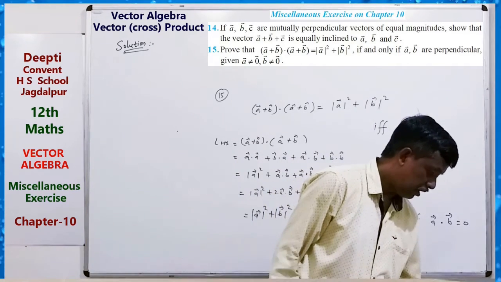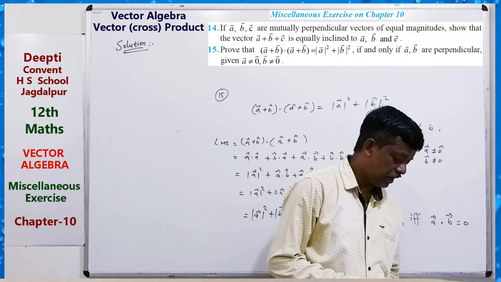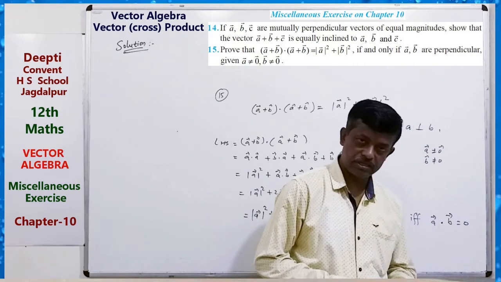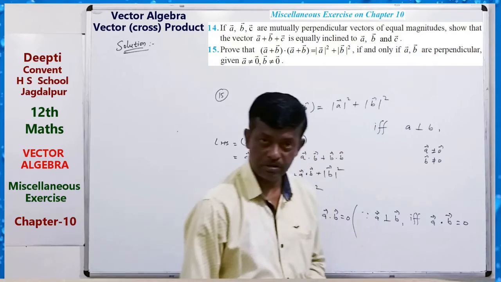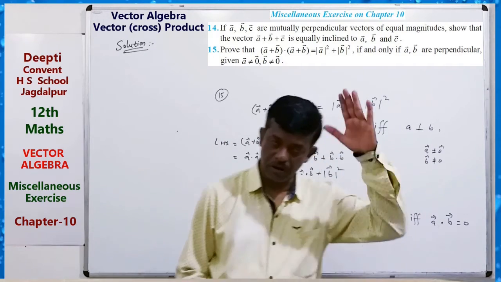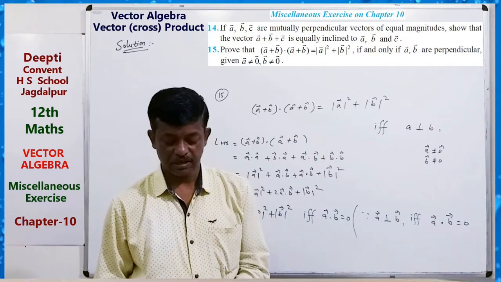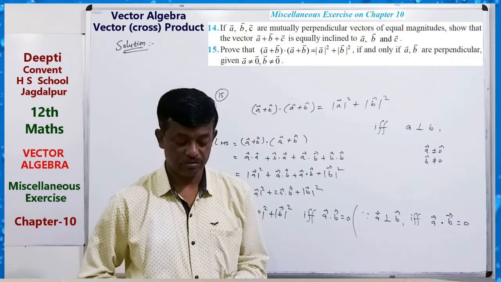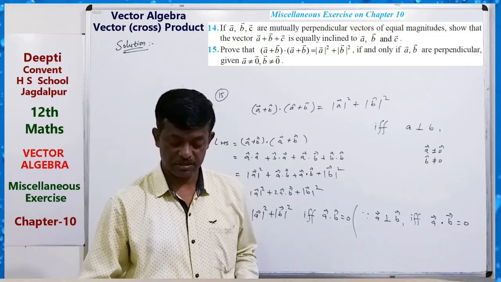Now, there are 4 questions: 16, 17, 18, 19. They are objective type questions. So you have to do these 4 questions and also all the questions of the miscellaneous exercise, and send me the solution of 5-6 questions for your attendance.